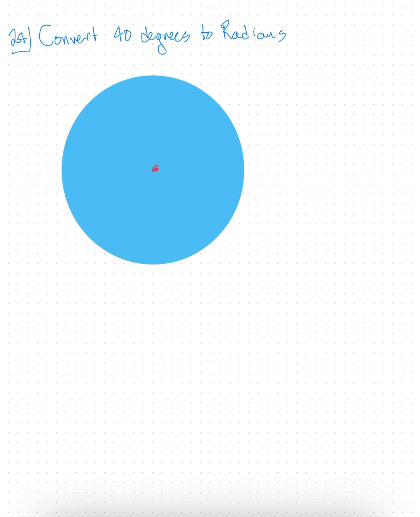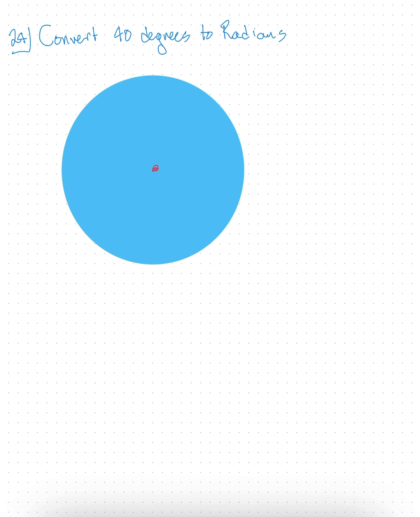We're talking about question number 24 on our ACT practice test. It tells us to convert 40 degrees to radians. This is something very similar to what we had with number 10 on the practice test. This is another unit conversion problem.